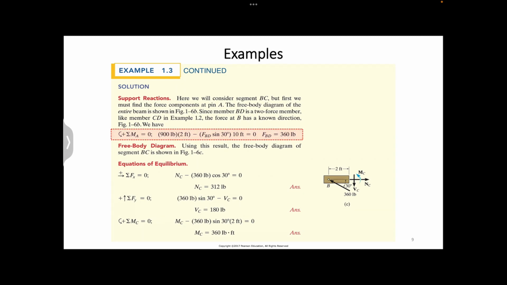With that, we will plot the free body diagram for the left segment of the beam, which is shown here. From the free body diagram, we will apply the equilibrium equation to find the internal loadings at C. First, from the equilibrium of forces in horizontal direction, we can find the internal normal force. Second, from the equilibrium of forces in vertical direction, we can find the shear force. And finally, we can use the sum of moments about point C to find the bending moment.